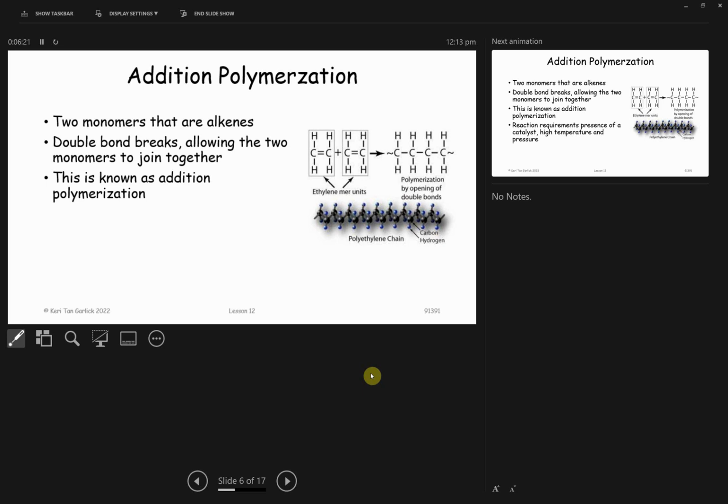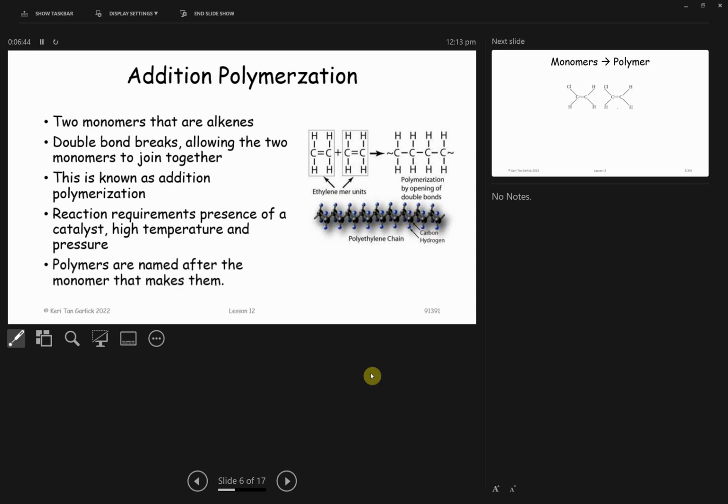So we call this addition polymerization. It's just like an addition reaction that you have seen previously in organic chemistry. You break the double bond and you add to the molecule. In this case, you're adding monomers. For this to occur, we need quite a bit, actually: a catalyst, high temperatures, lots of pressure. It is quite a bit of work to make these polymers.